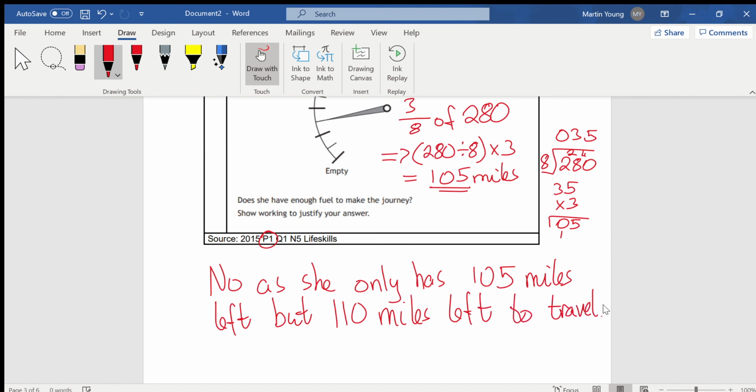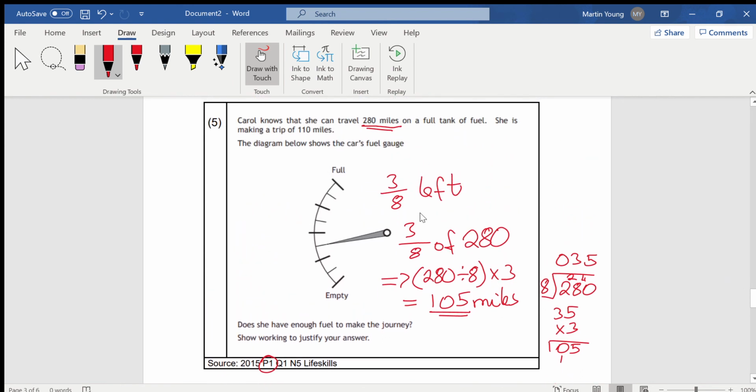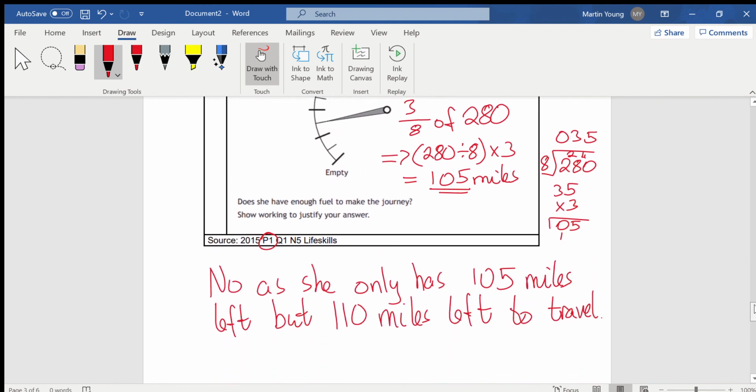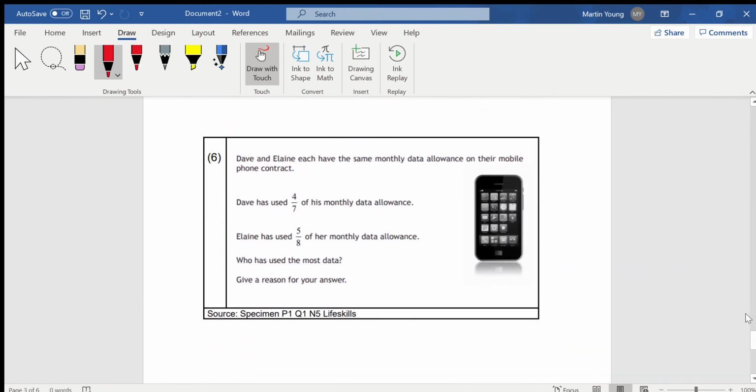Okay, so tying in fractions, but we're also looking at reading a scale there as well. Final question, number 6. Dave and Elaine each have the same monthly data allowance on their mobile phone contract. Dave has used 4/7 of his monthly data allowance. Elaine has used 5/8 of her monthly data allowance. Who has used the most data? Give a reason for your answer.